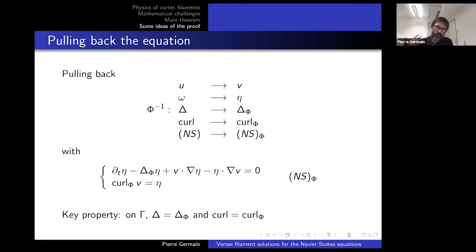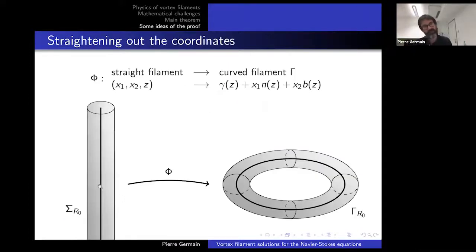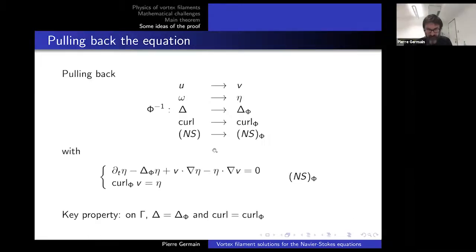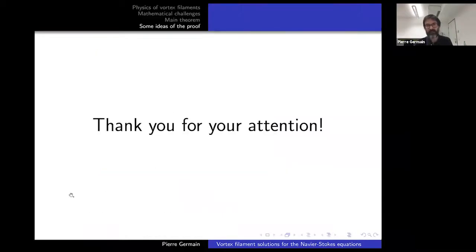And one of the saving features in this problem is that if you look very close to the filament, since we chose this change of coordinates in this way that I specified, that slices orthogonal to the straight filament are turned into slices orthogonal to the curved filament. Since we chose phi in this way, if you're very close to the filament itself, the transformed Laplacian equals the Laplacian, and what comes next is higher order terms in terms of the distance to the filament, and same for the curl. So using this key property, it becomes possible to transfer the analysis that was done for the straight filament to the curved filament. And this concludes what I wanted to say. Thank you for your attention.